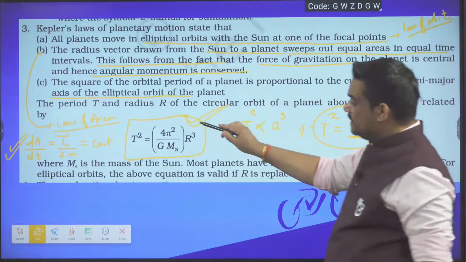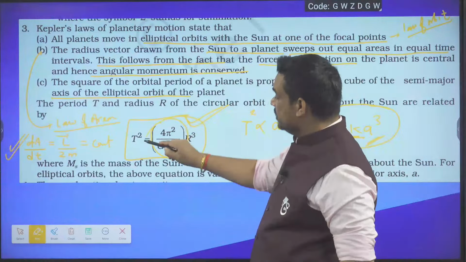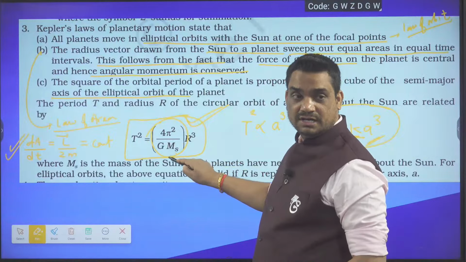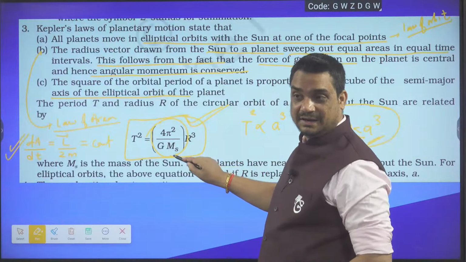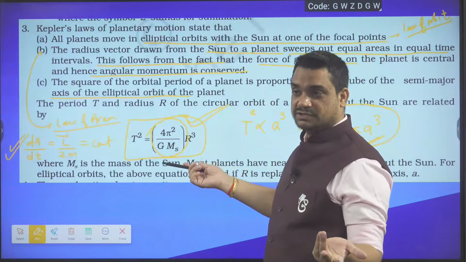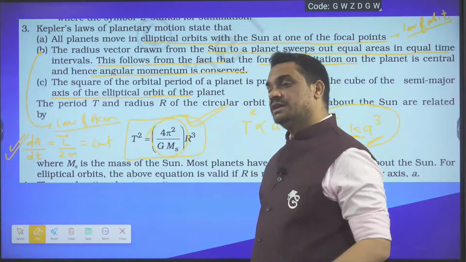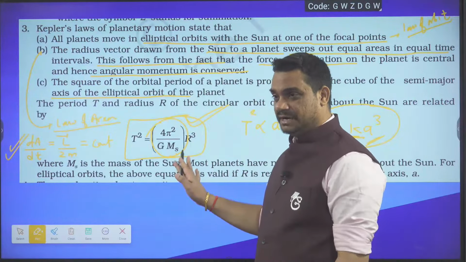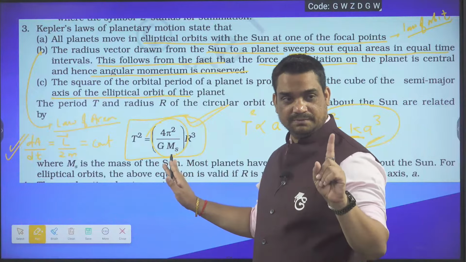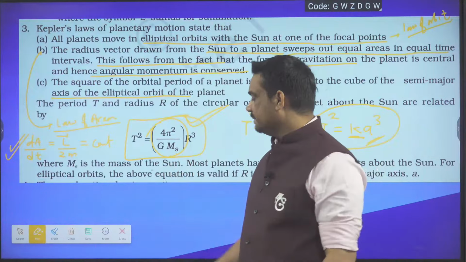This K is going to be the same for all, because here this is the mass of the central body, the Sun. This mass is going to be the same. So for our solar system, whatever planets are there, for all the planets this K is going to be the same. Clear?